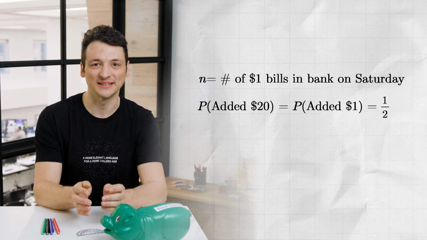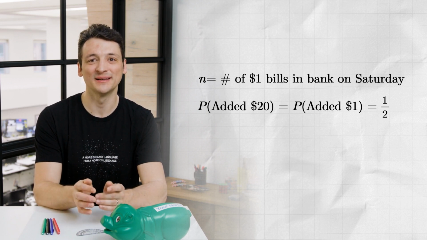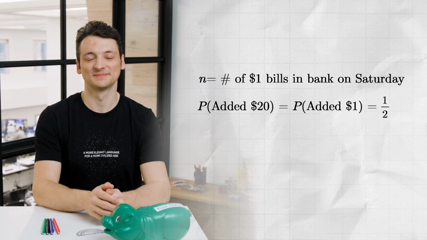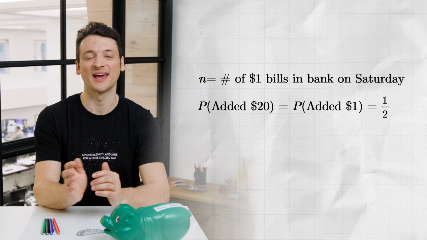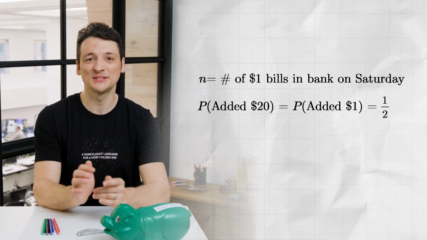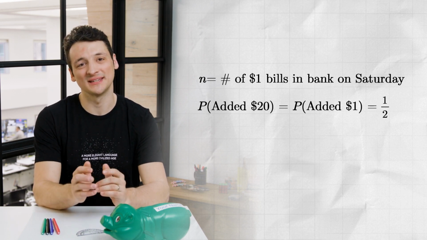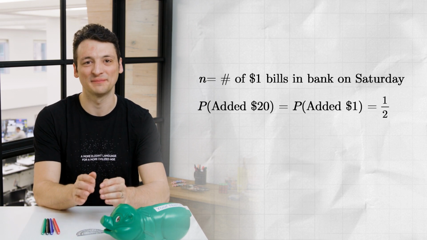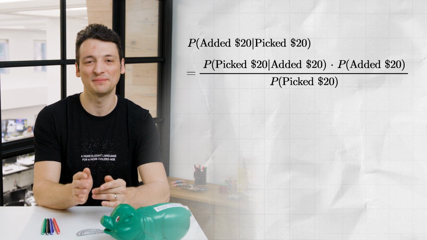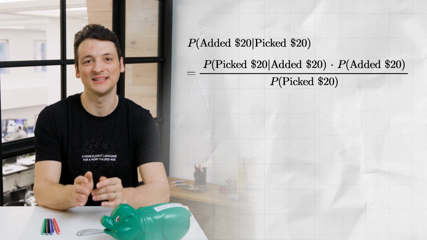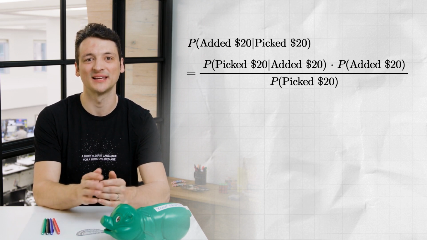Let's call added 20 the event that Grandma added a $20 bill to the piggy bank on Sunday, and added 1 the event that she added a $1 bill. We know the probability of added 20 is the probability of added 1 is 1/2. We will call picked 20 the event of you picking a $20 bill on Monday. And so what we want to compute is the conditional probability of added 20 given picked 20. By Bayes' theorem, the probability of added 20 given picked 20 equals the probability of picked 20 given added 20 times the probability of added 20 over the probability of picked 20.